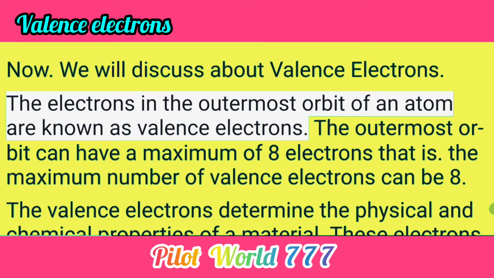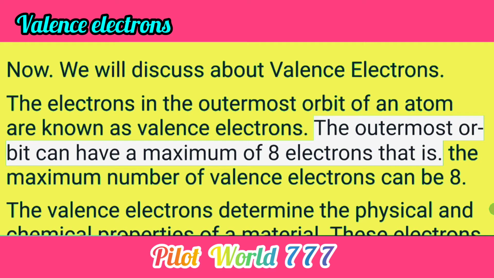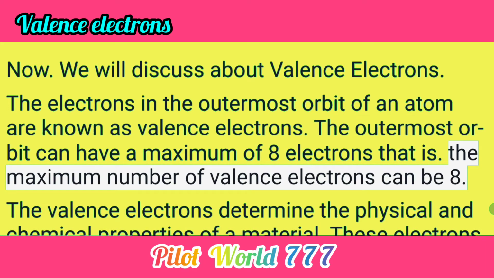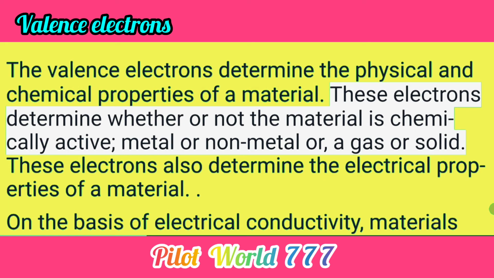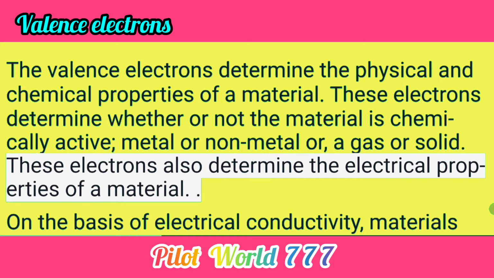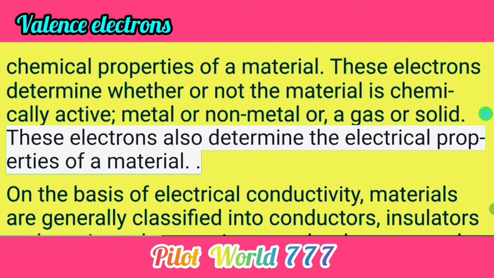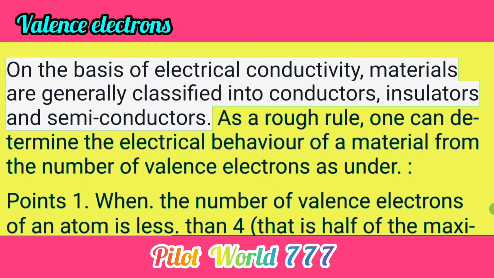The electrons in the outermost orbit of an atom are known as valence electrons. The outermost orbit can have a maximum of 8 electrons, that is, the maximum number of valence electrons can be 8. The valence electrons determine the physical and chemical properties of a material. These electrons determine whether or not the material is chemically active, metal or non-metal, or a gas or solid. These electrons also determine the electrical properties of a material. On the basis of electrical conductivity, materials are generally classified into conductors, insulators and semiconductors.